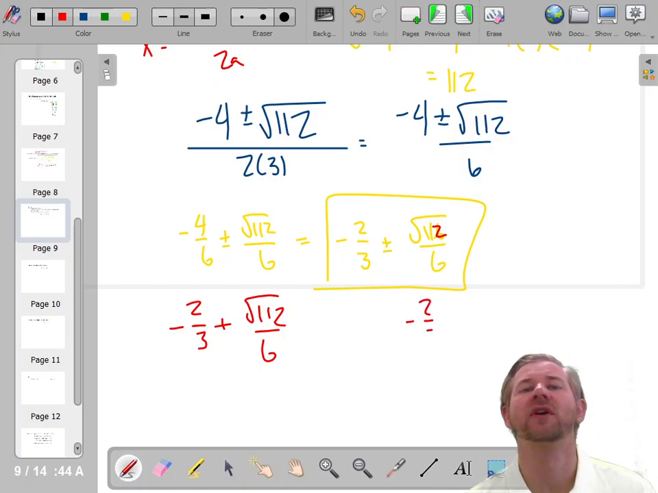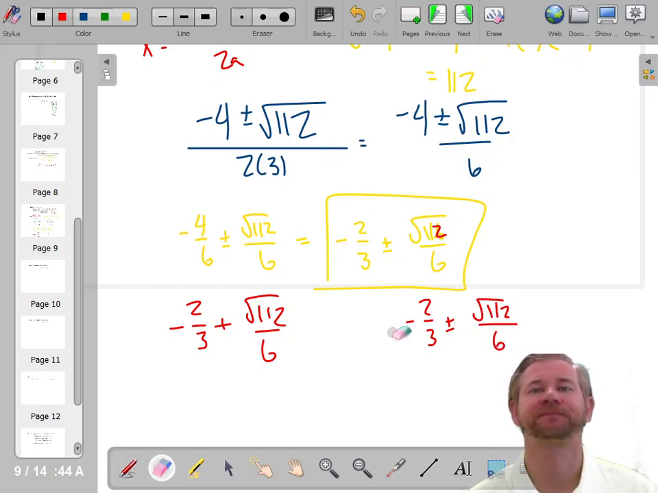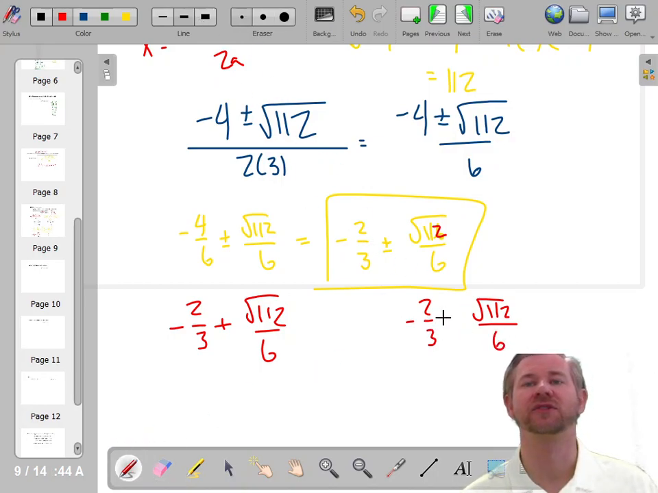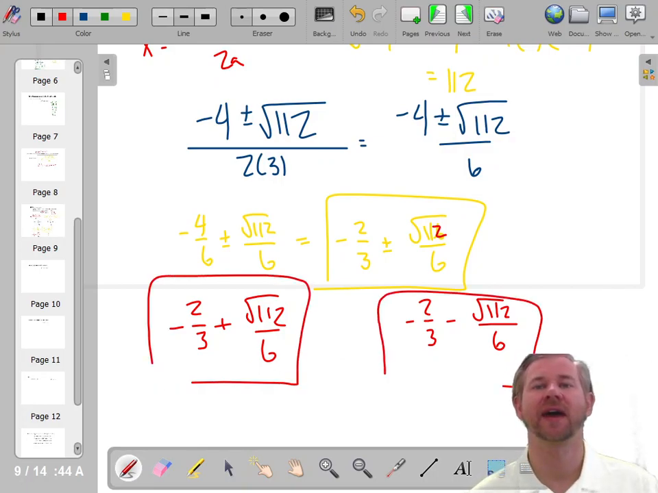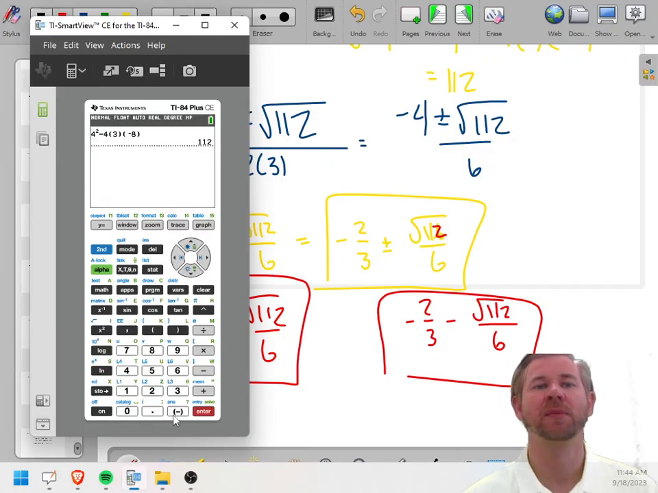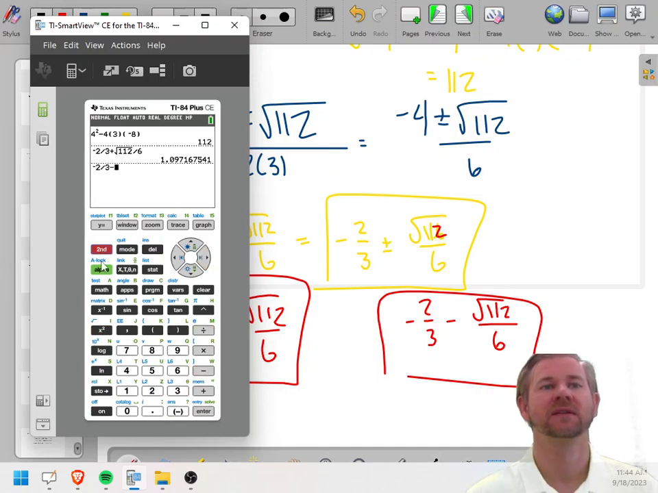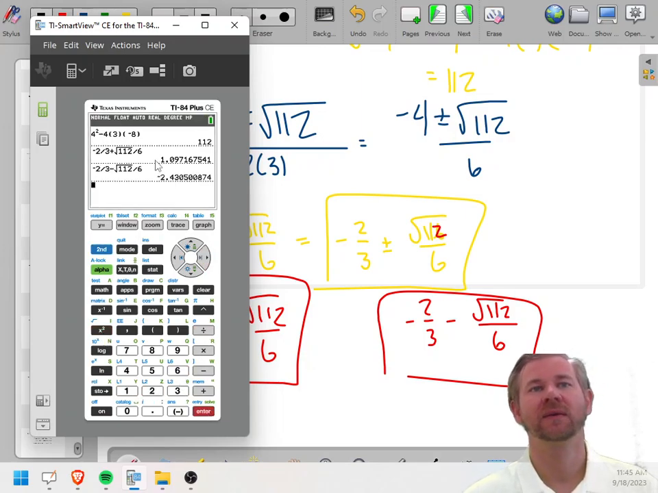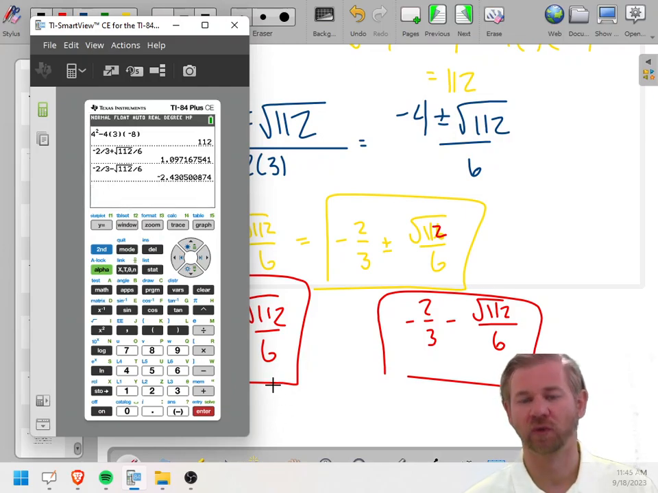Or negative 2/3 plus or minus this, I've got to stop talking while I'm writing. This is minus. Plus or minus. There's 2 answers. This and that are my answers. And you can get the decimals, but I don't want decimals anymore. I want exact answers. This is the decimal. And the other one is negative 2/3 minus the square root of 112 over 6. So if you want the decimals, 1.097, negative 2.43.